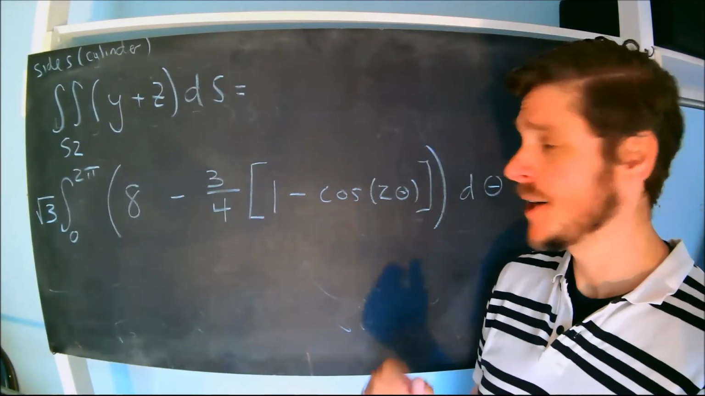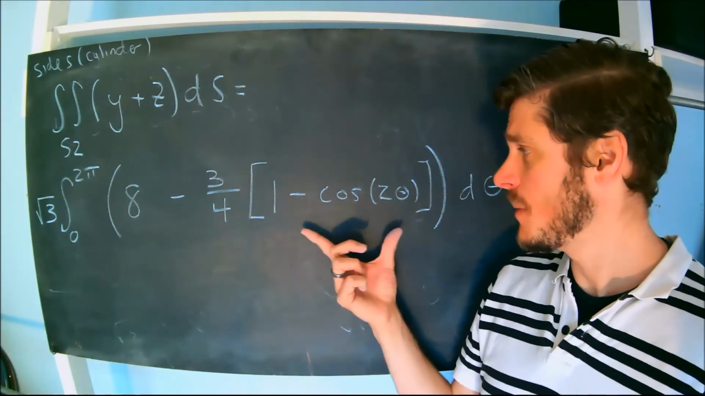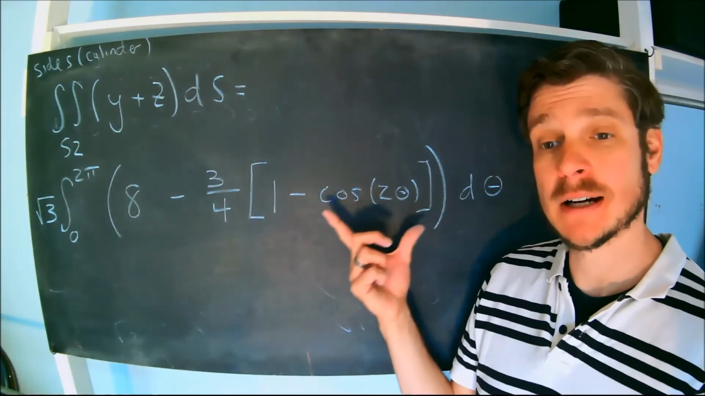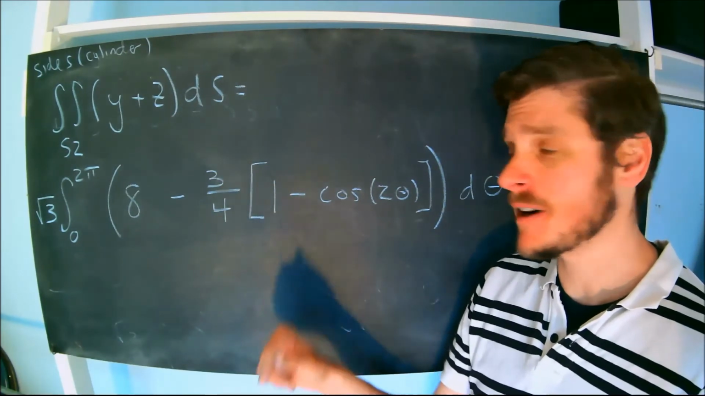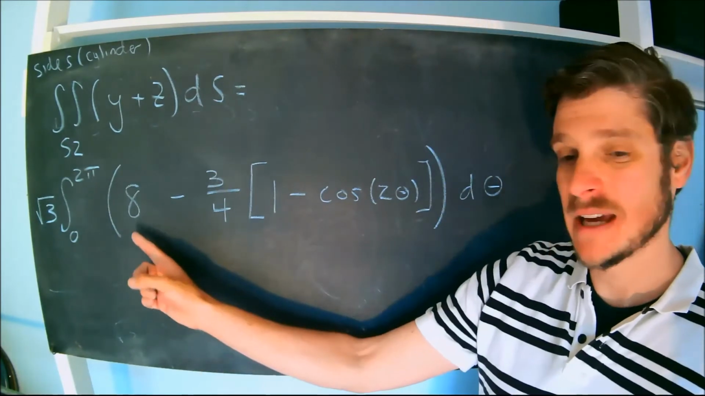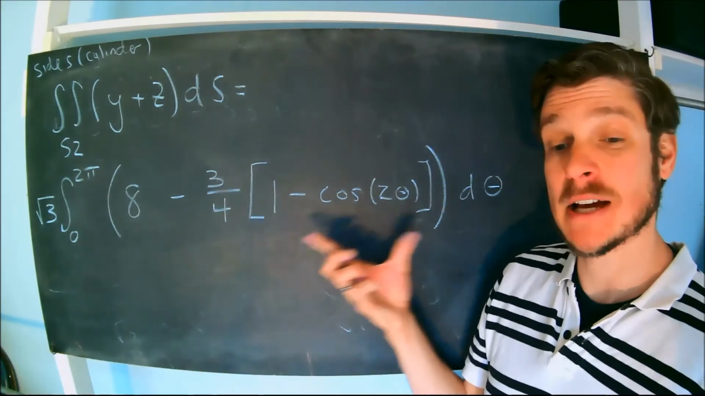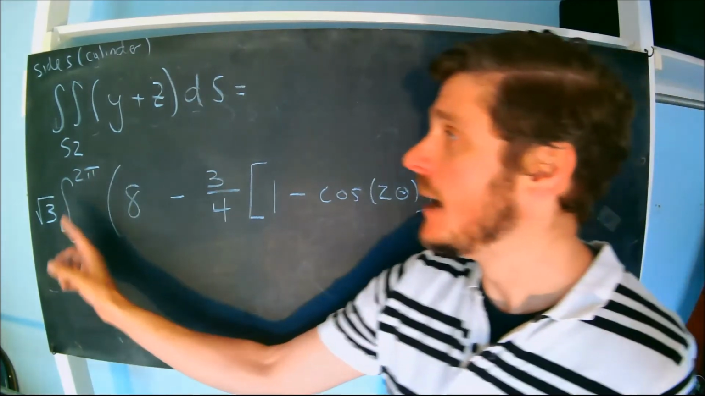Alright, so it took a second to clean it up. The power reducing for sine squared is 1/2 times 1 minus cosine of 2 theta, going back to our double angle formula. So I already have 3/2 in front of the sine squared, so that extra 1/2 makes it a 3/4. And of course still the 8. So 8 minus 3/4 times that whole quantity, 1 minus cosine of 2 theta.